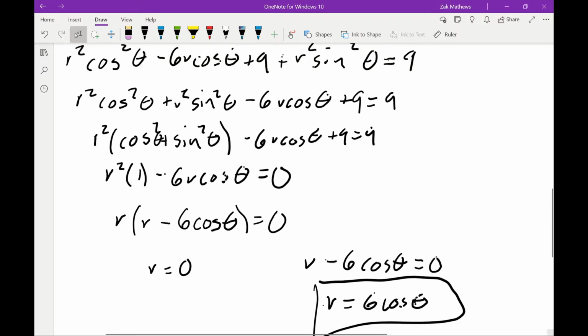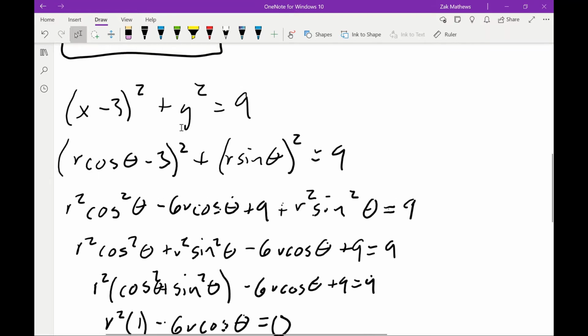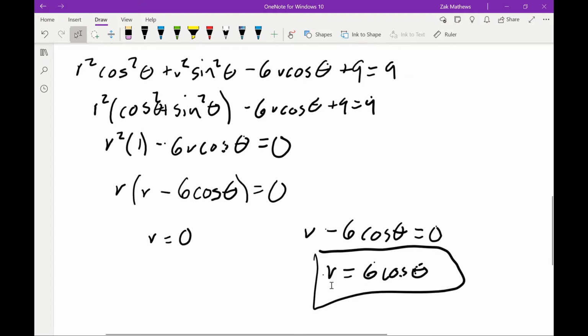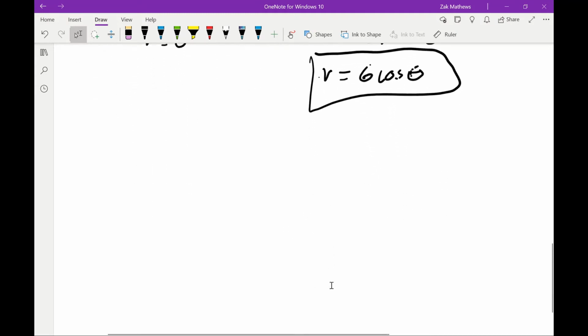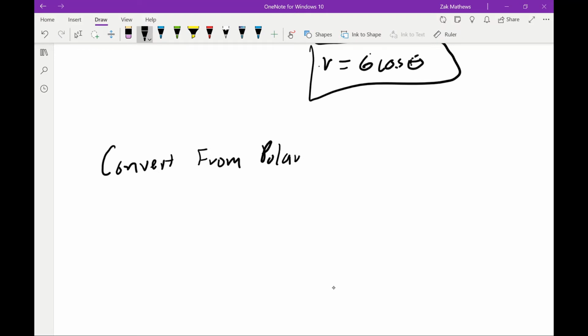So again, the same process there. We replace the x's with r cosines, the y's with r sines. We do the algebra to get the r's by themselves, and then once we do that, we have our equation. Pretty straightforward. What does tend to be the more challenging direction is going from polar to rectangular. So let's go the other way. Let's convert from polar to rectangular form.